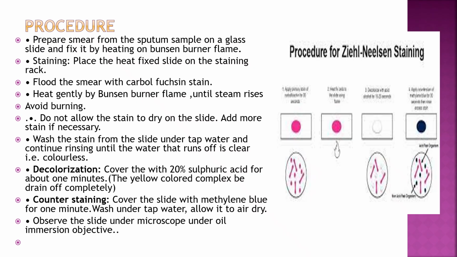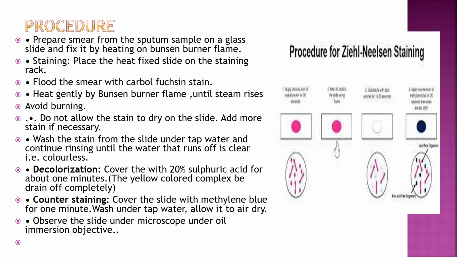First you have to make the smear and heat fix it, and then pour carbolfuchsin, heat again until a few fumes are seen, and then wait for 5 minutes. This heat helps fixation of the smear. Then you wash and decolorize with 20% H2SO4, wash again, and counterstain with methylene blue, so that you get a blue color background, and if acid fast bacteria are present, they are pink in color.